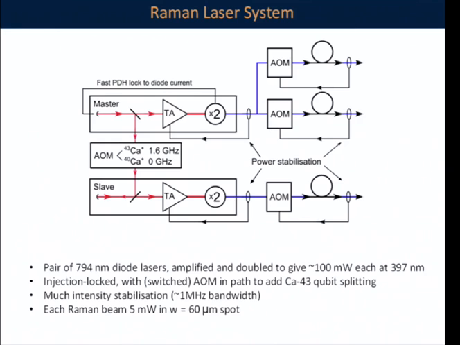Frequency doubling, of course, always gives intensity noise. So there are various feedback loops to try and stabilize the intensity, with feedback to the tapered amplifier here. These are AOMs we use for switching the beams on and off. We have short fibers here to get better beam pointing stability, and then, of course, the fibers introduce intensity drift as well, so we feed back to the AOMs to keep the power of those beams constant. We've chosen a very conservative large spot size of about 60 microns so we don't have too much beam position drift at the ions, and we have about 5 milliwatts available in each of these Raman beams.